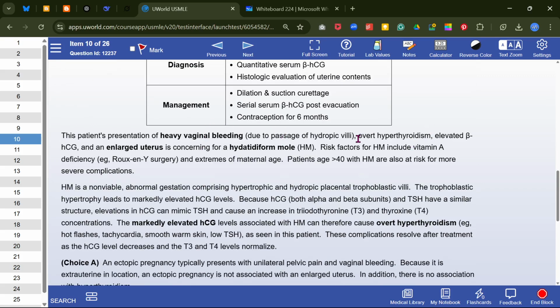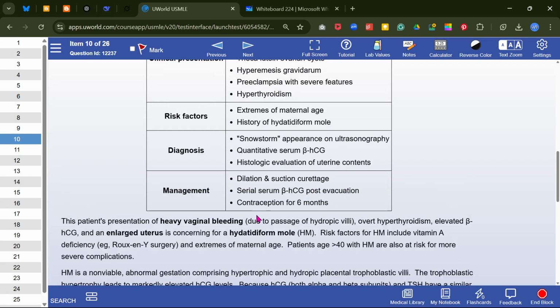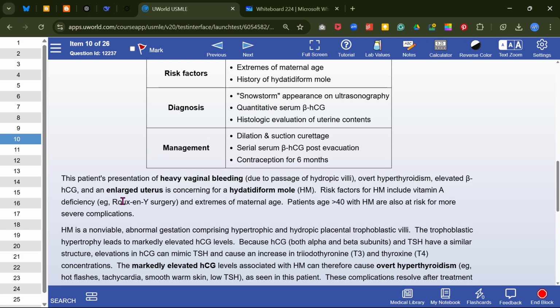There is heavy vaginal bleeding and features of overt hyperthyroidism, elevated beta-hCG, and an enlarged uterus. It looks like Hydatidiform mole. And risk factors of Hydatidiform mole are vitamin A deficiency, raw surgery, and extremes of maternal age. Patients with age more than 40 with Hydatidiform mole are at increased risk of severe complications.